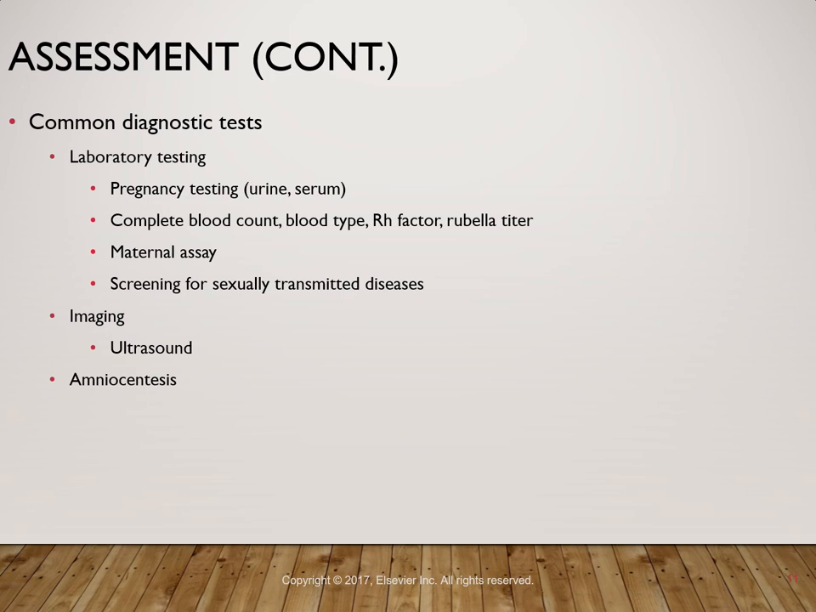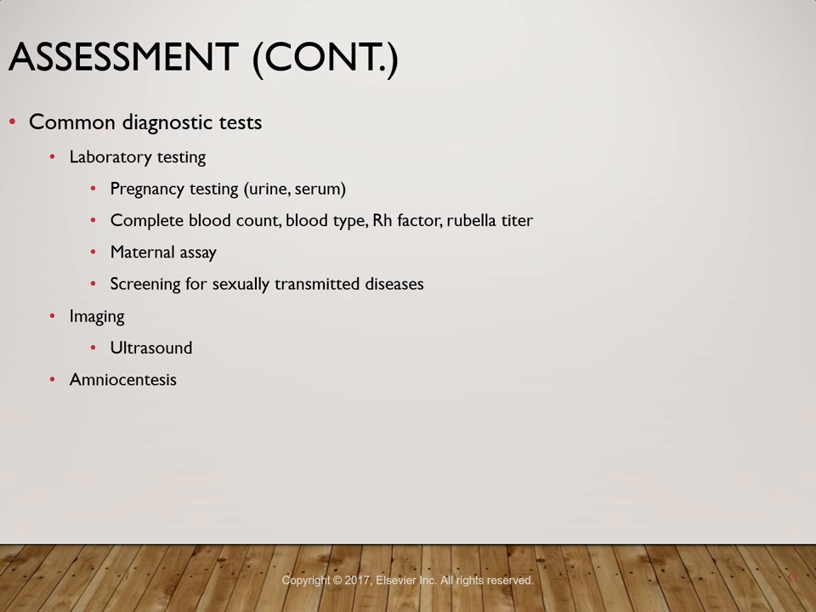So what are some diagnostic tests that we can do? During the first trimester, the one that is very well known and common is the pregnancy test, which we can do on urine or serum. Serum is definitely more reliable and can detect the pregnancy at a very early stage, while urine will detect it a little bit later. We will do a complete blood count. We'll do a blood type, and the Rh factor is essential, because if the mother is Rh negative and the fetus is positive, we will need to provide a certain treatment of medication at a certain point during the pregnancy.